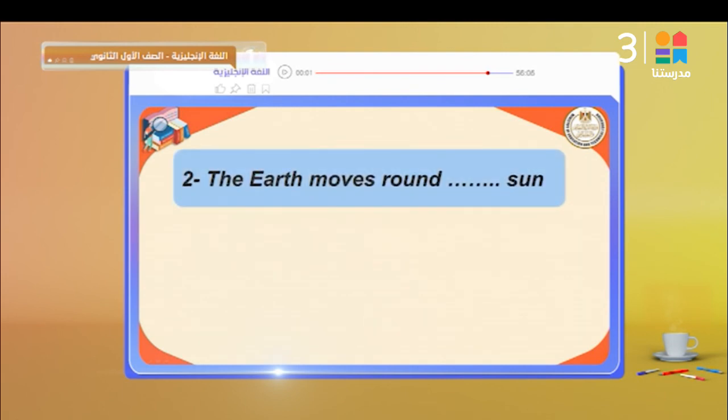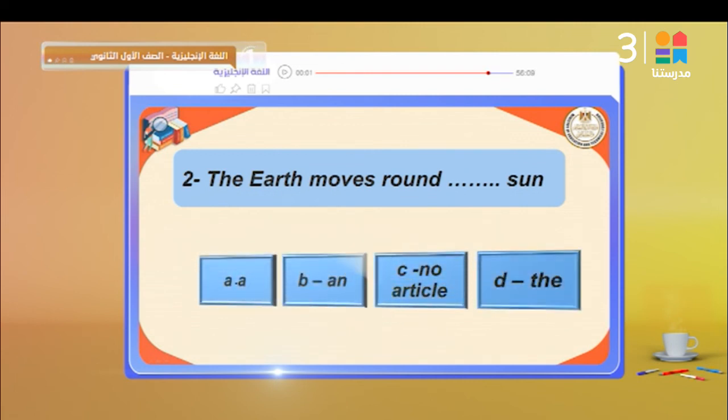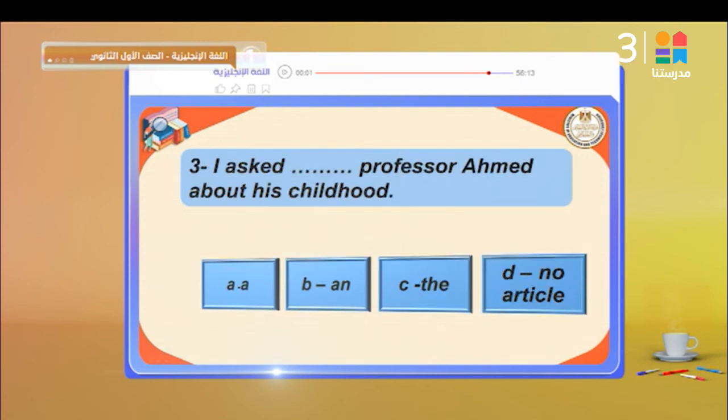Question number 2. The earth moves around, of course, the sun, because the sun is something specific, something unique, and we said all the words that are unique take "the". So we say the sun. Question number 3. I asked Professor Ahmed about his childhood. Of course, here we have a proper name, Ahmed, so we don't use "the". If we don't have Ahmed, we can say I asked the professor. But if we have Ahmed, a proper name, we don't use "the". So I asked Professor Ahmed without any article.